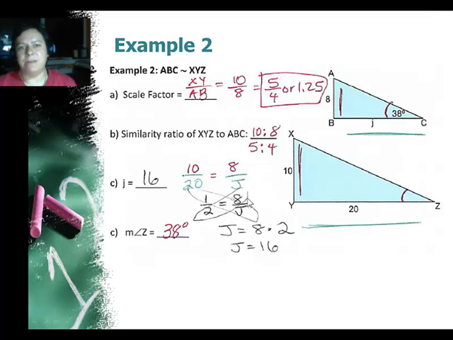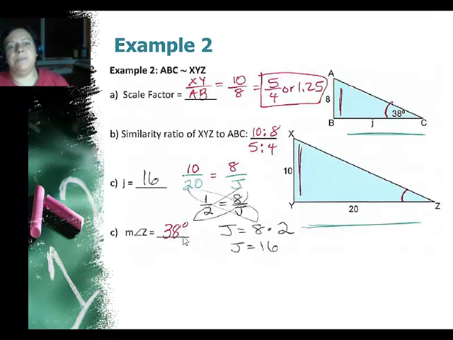Remember, there are many different ways to set up proportions. I simplified the 10 over 20 to 1 over 2. Then in this case, it really is a lot simpler to cross multiply. 1 times J is J. 8 times 2 is 16. So the length of J is 16.